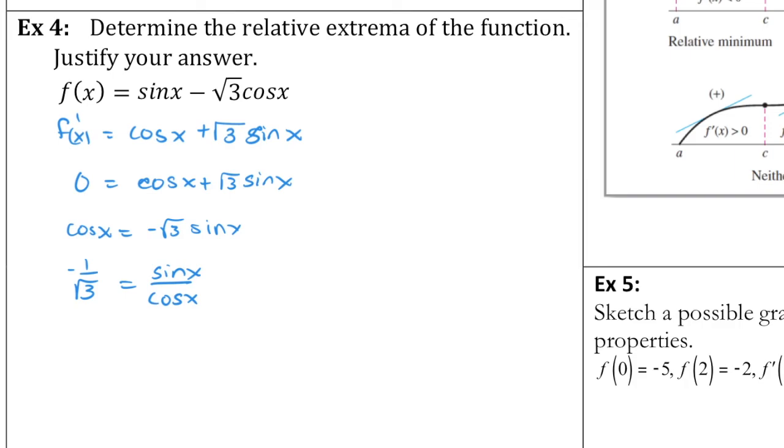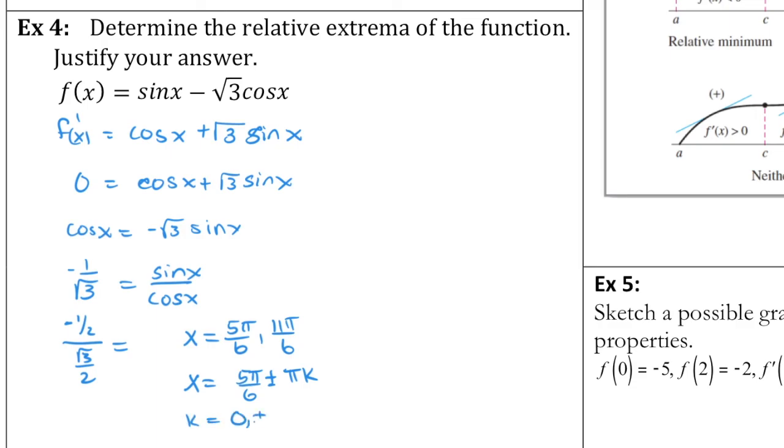So where does the sine over cosine equal? If you have to rewrite it, I like to rewrite it as negative 1/2 over root 3 over 2. So where is the sine equal to 1/2 and the cosine equal to root 3 over 2? Those values are going to be when x equals 5 pi over 6, 11 pi over 6, and many, many more multiples. Essentially, x is going to be equal to 5 pi over 6 plus or minus pi k, where k is equal to 0, plus or minus 1, plus or minus 2, and so forth.